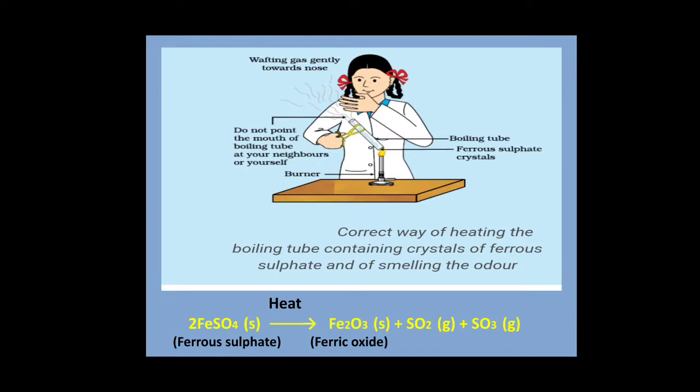As you can see in the figure, there is the Bunsen burner. This is a curly holding tube in which these ferrous sulfate crystals are present. In this boiling tube, these ferrous sulfate crystals are heated on the flame of this Bunsen burner. What happens in this reaction is that when ferrous sulfate is heated, it changes into ferric oxide, and sulfur dioxide and sulfur trioxide gases are released.